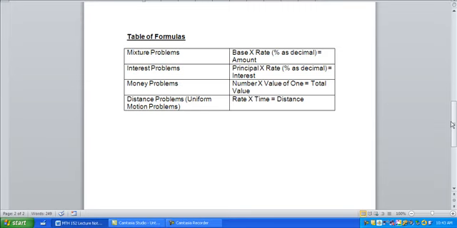Money problems, number times the value of 1 coin or 1 bill gives you the total value. Distance problems, sometimes called uniform motion problems, rate times time equals distance. So very often, if I have a formula involved, I will create columns. For example, a column for base, a column for rate, and then a column for amount. A column for principal, a column for rate, and a column for the interest. You'll see that in some examples.